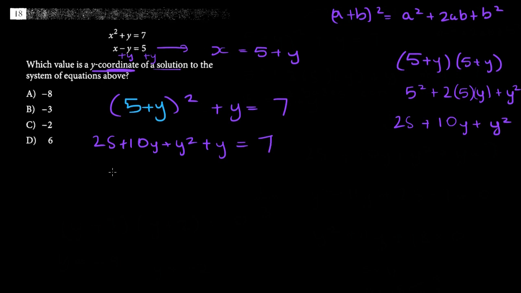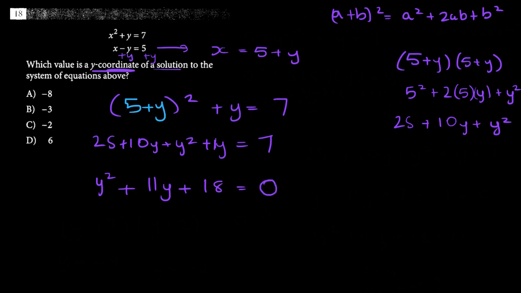I can simplify this further, and I'm going to bring the 7 to the left-hand side, because we want to solve this quadratic. Usually the term to the power of 2 is the leading term, so I'm going to bring y squared to the beginning. y squared plus 10y plus 1y becomes 11y, plus 25 minus 7. 25 minus 7 is 18, and the right-hand side becomes 0. Now we can solve this quadratic.